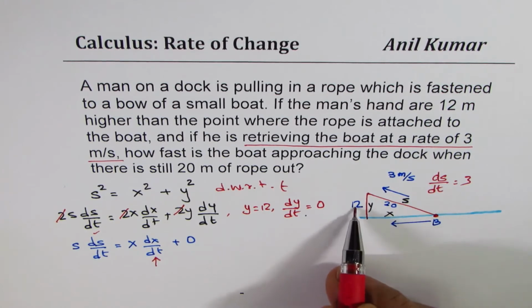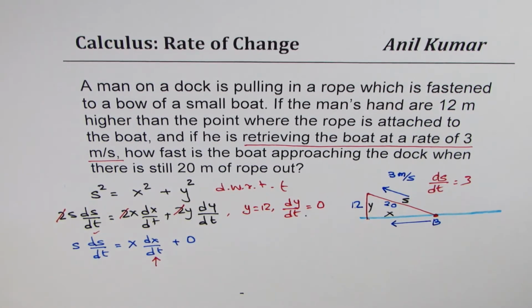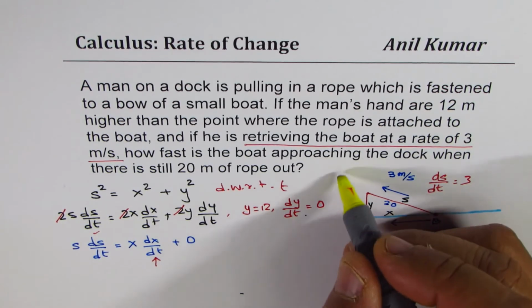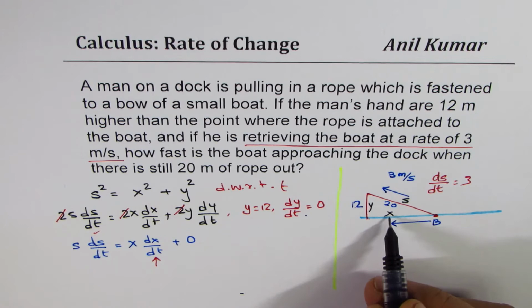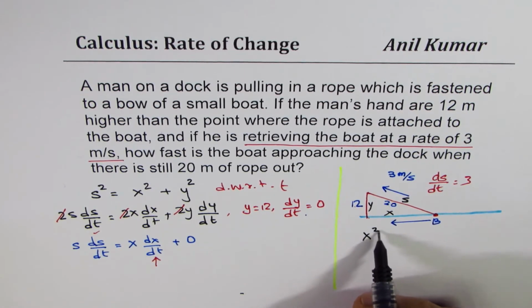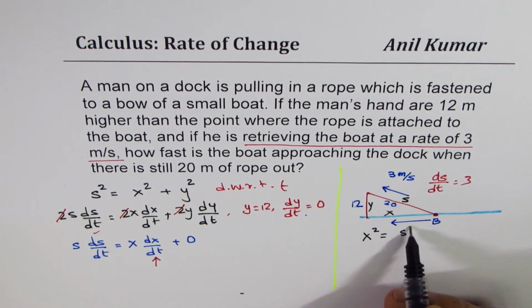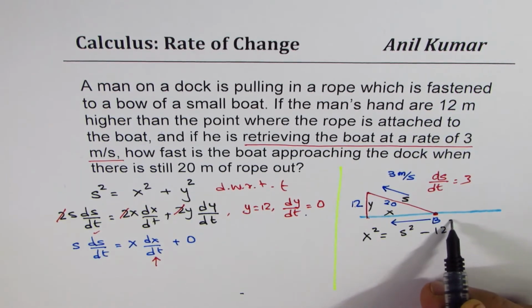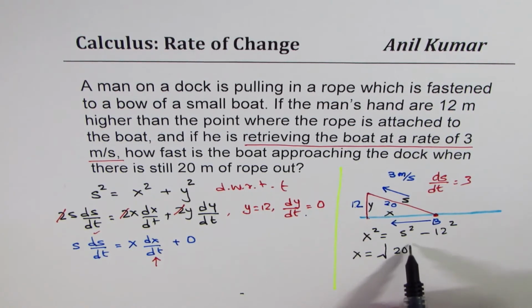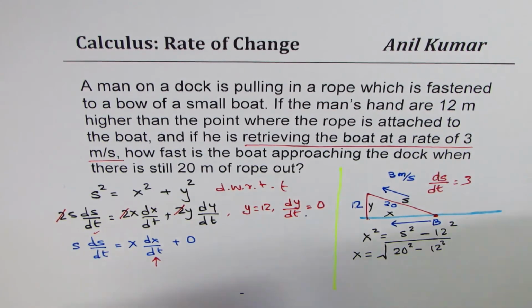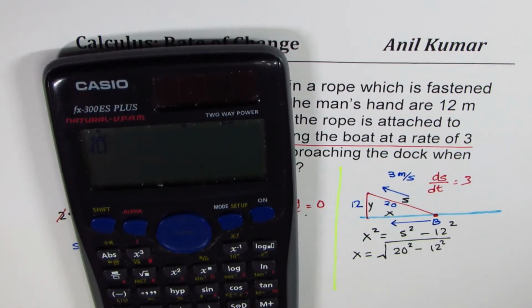So when this is 20 and that is 12, what is x? That is what we should figure out, correct? Let's figure that out. So x square should be equal to s square minus 12 square, right? So x is equal to the square root of 20 square minus 12 square. So let's calculate this value. The square root of 20 square take away 12 square equals 16.